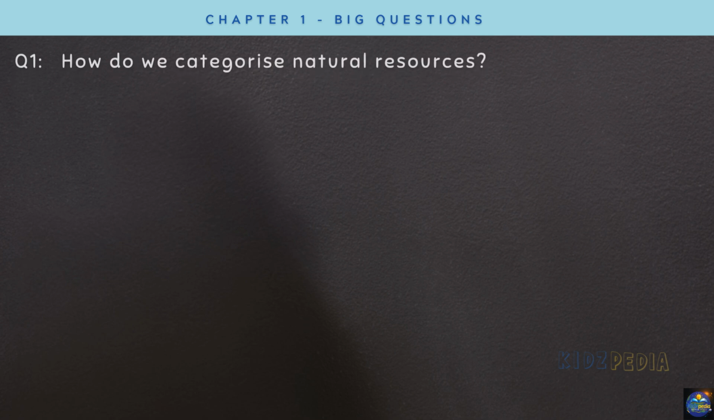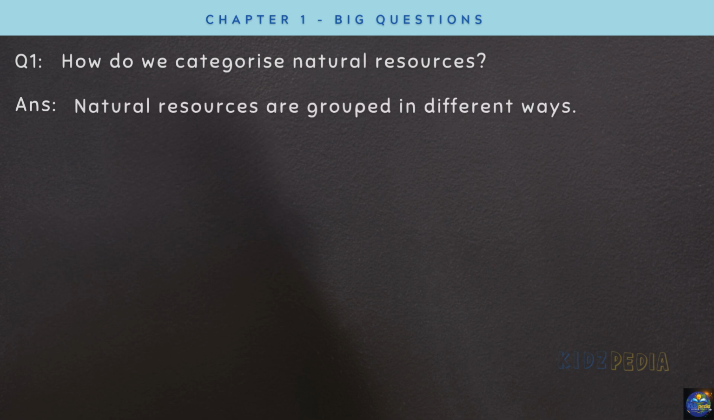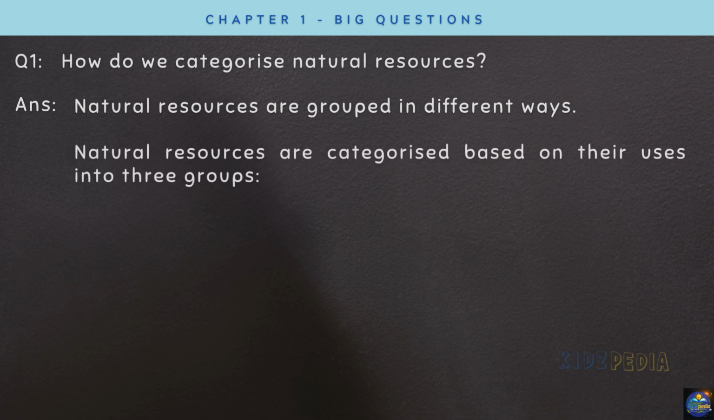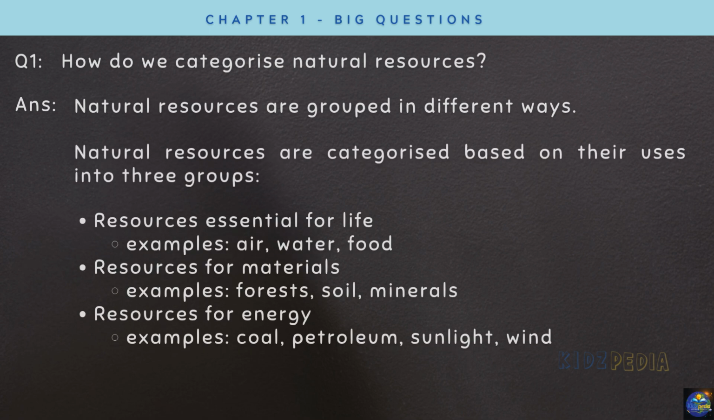First question, how do we categorize natural resources? So, as we learned in this chapter, natural resources are categorized based on their uses and based on whether they are renewable or not. Based on their uses, they are categorized into three groups: resources essential for life, resources for materials, and resources for energy.